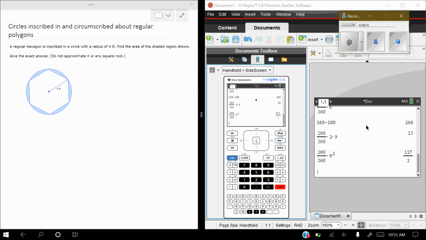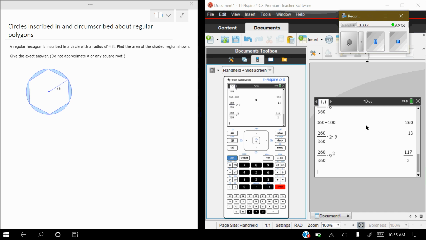In this video, you're going to learn about finding area involved with circles inscribed in and circumscribed about regular polygons. So this problem says a regular hexagon is inscribed in a circle with a radius of 4 feet. Find the area of the shaded region shown.